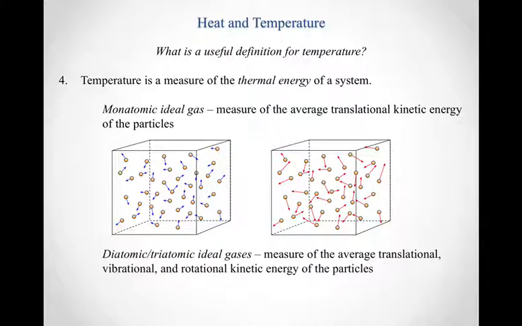As I make my system more complicated, there end up being more forms of energy that thermal energy is measuring. If I have a diatomic or triatomic ideal gas, then not only is the temperature measuring the average translational kinetic energy, but it's also measuring average vibrational and rotational kinetic energies. So again, you make your particles more complicated, and you've allowed more complicated kinetic energies that you need to keep track of in measuring the thermal energy of a system.